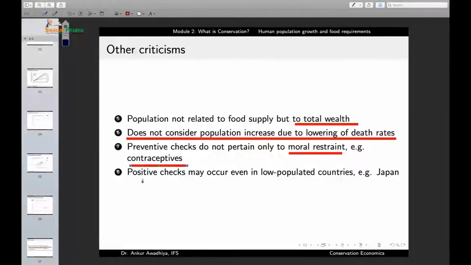Another criticism is that the positive checks may occur even in low populated countries.